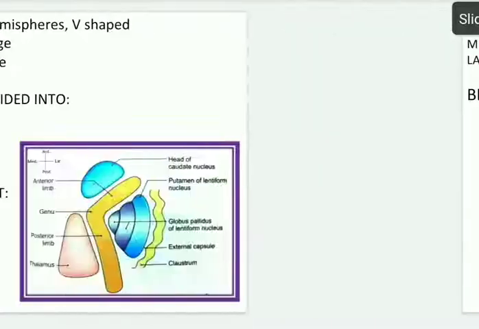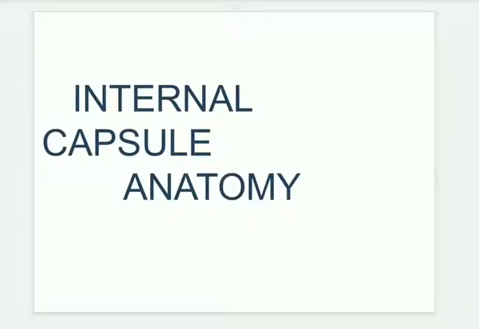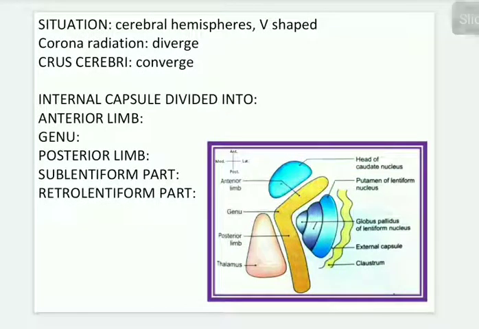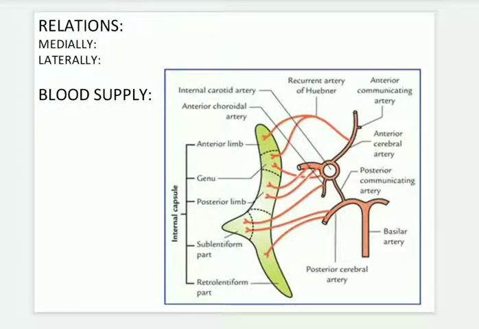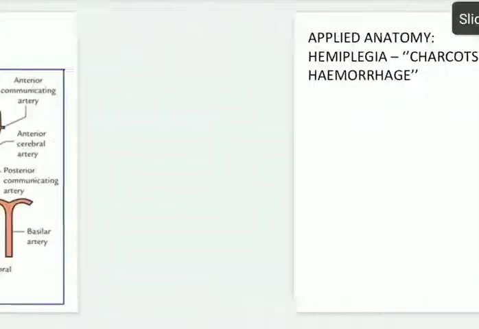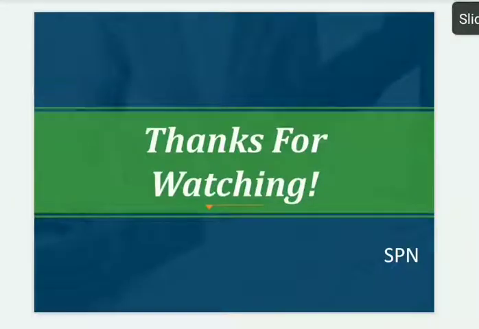Understood? What is the internal capsule, what are its fibers, how is it divided into parts, where does it lie, its relations, blood supply and applied anatomy. These give a good point of view for the exam.